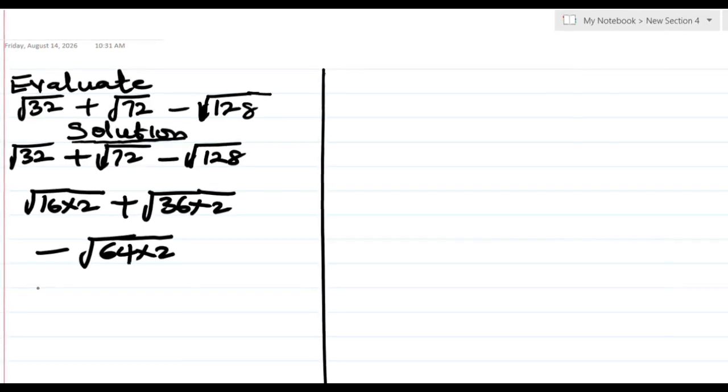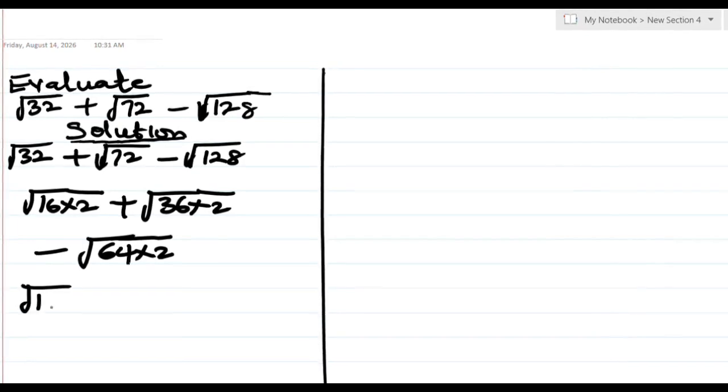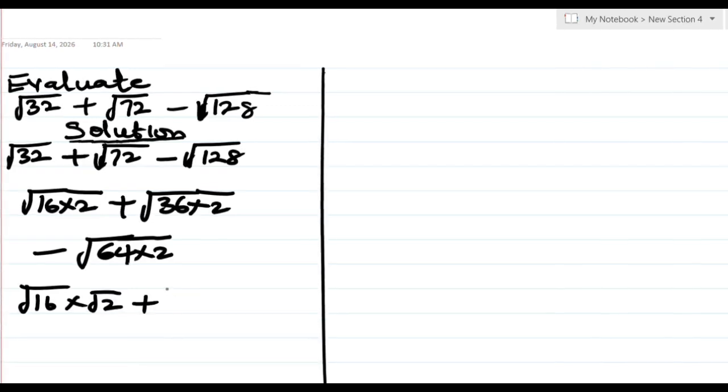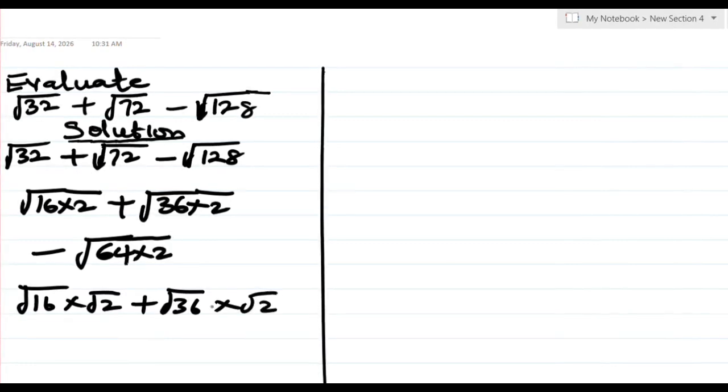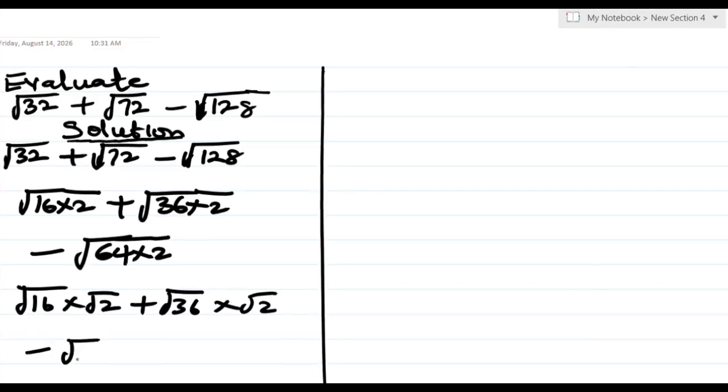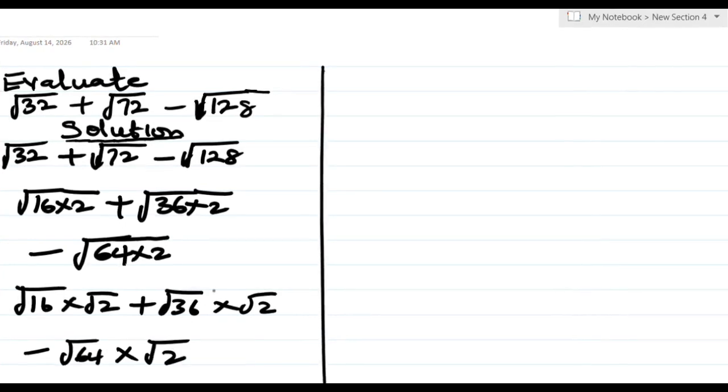We can split this, and we have root 16 multiplied by root 2 plus root 36 multiplied by root 2 minus root 64 multiplied by root 2. So we are going to simplify further.